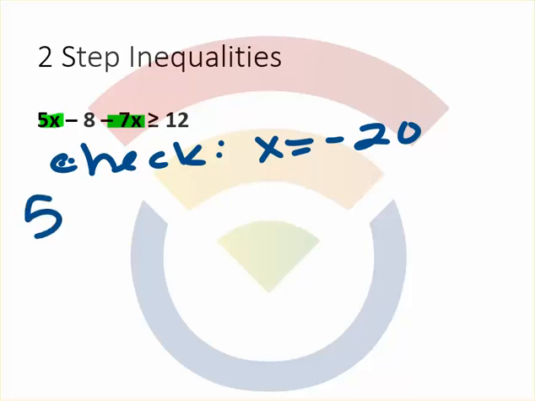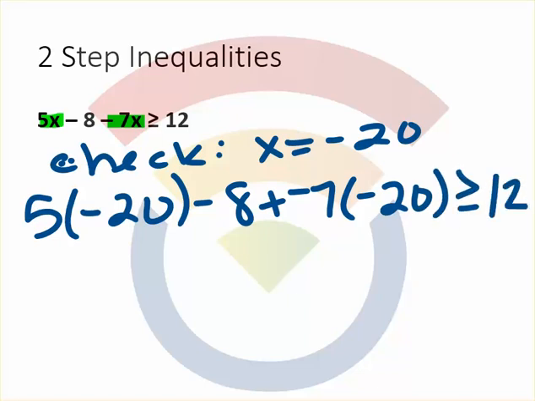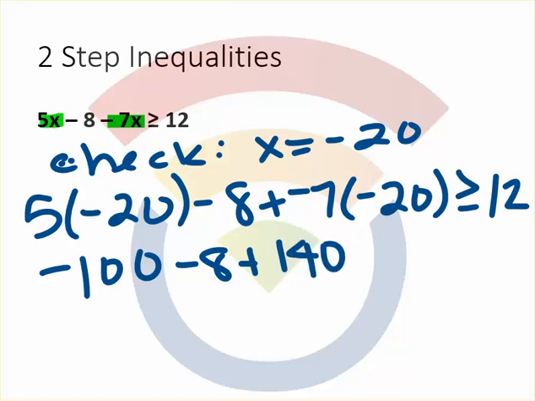X is negative 20. So 5 times negative 20 minus 8 minus 7x. I'm going to write that as plus negative 7 times negative 20. That's going to be greater than or equal to 12. Well, let's check. 5 times negative 20 is negative 100. Minus 8 plus negative 7 times negative 20. Negative 7 times negative 20 is positive 140.